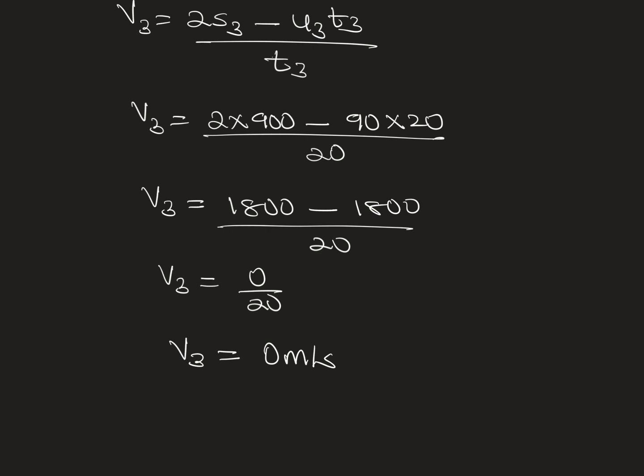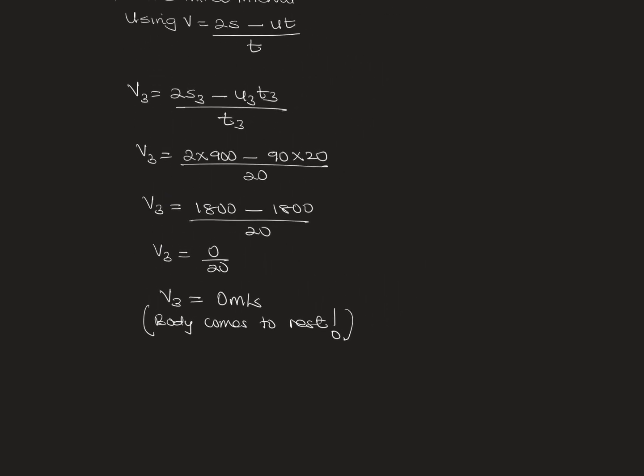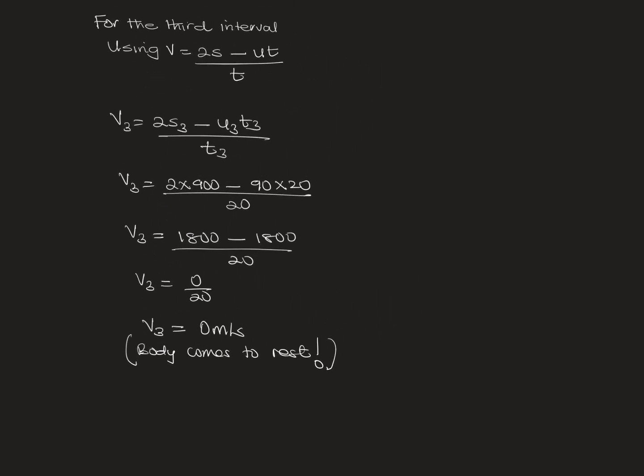So what does that mean? It means that the body comes to rest. If the final velocity is 0, it means the body comes to rest. So in summary, the body's final velocities are 54 meters per second at the end of the first interval, 90 meters per second at the end of the second interval, and finally 0 meters per second at the end of the third interval, which means at the third interval the body comes to rest again.